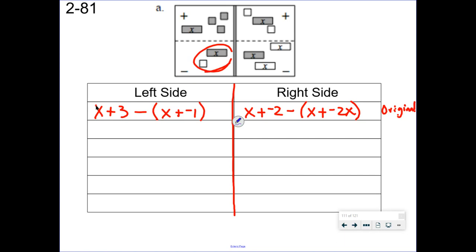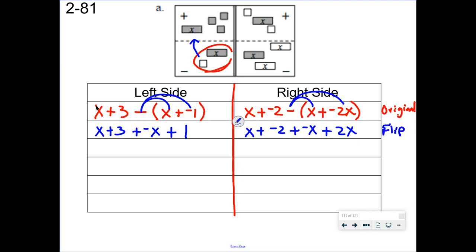Okay, so let's try it together here. X plus 3 stays the same. What I'm going to do first is flip them, and I want you to visualize what would happen when I do that. This changes to the opposite and becomes a plus. So plus, and the opposite of X is negative X. And then plus the opposite of negative 1, which is positive 1. So the left side simplifies to that. On the right side, I keep the X plus negative 2 the same, then this becomes plus the opposite of this, so plus X becomes negative X. And then plus the opposite of this becomes plus positive 2X. Here what I did was flip it, okay?